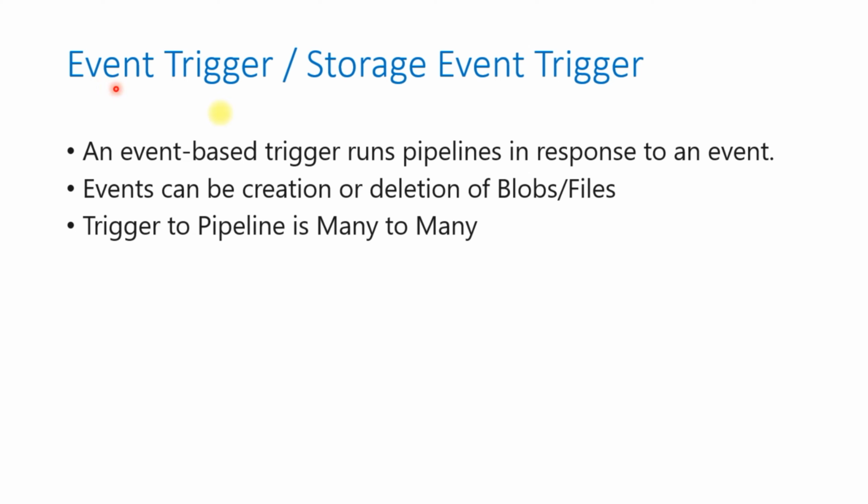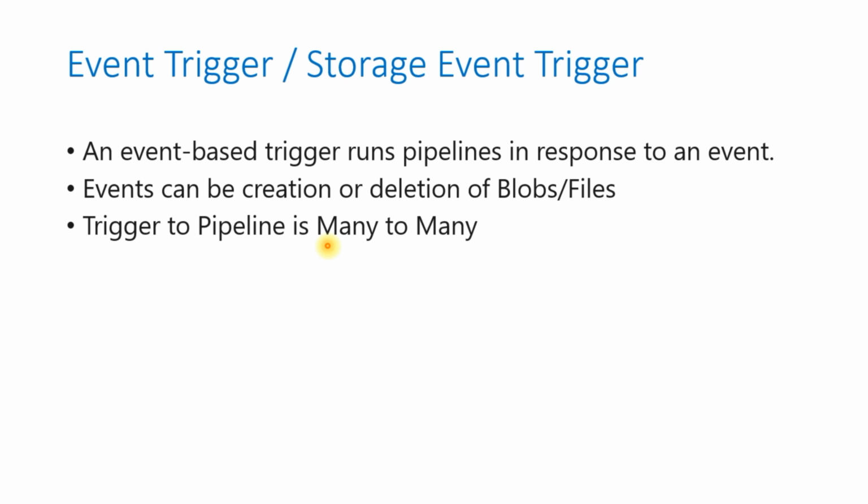The last trigger is the event-based trigger. It has two types: storage event trigger and custom event trigger. Event-based triggers run a pipeline in response to an event. An event can be the creation or deletion of a blob or file. Event-based trigger support for pipelines is many-to-many. It means you can have many pipelines attached to one trigger and vice versa. So that is the brief explanation about the three types of triggers. Hope that gave you an understanding of the types of triggers available within Data Factory and their uses.